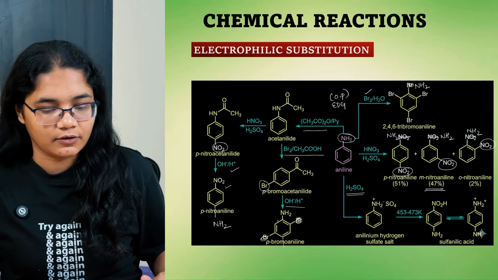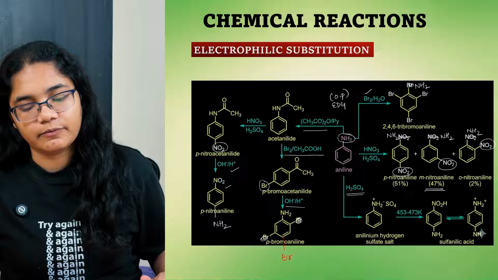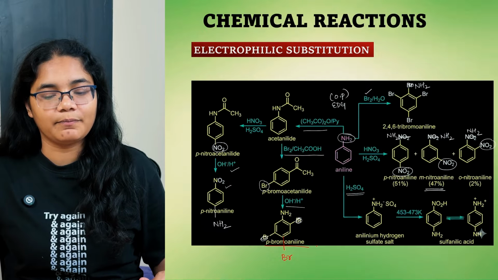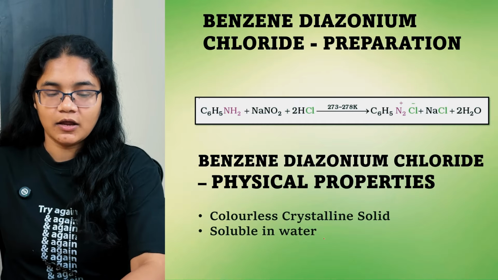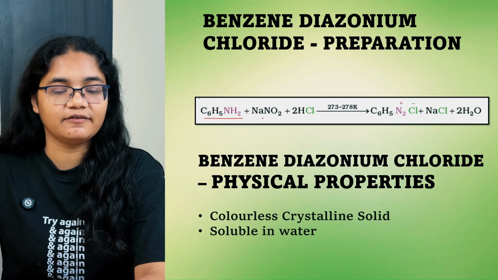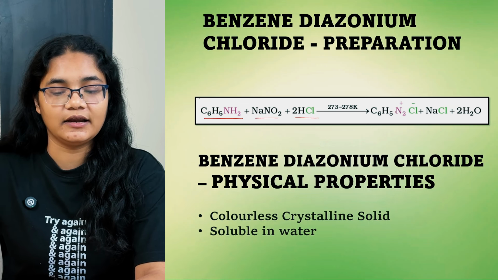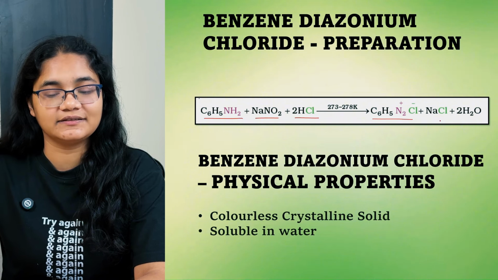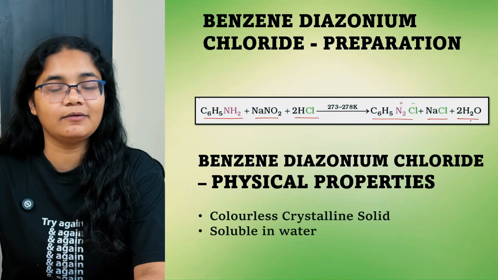So just let me write with a different color here. So bromine will be produced at the para position to give you para bromoaniline. Okay, now we have benzene diazonium chloride preparation. So we have C6H5NH2 with NaNO2 and HCl. It will give you C6H5N2 plus Cl minus plus NaCl plus water.